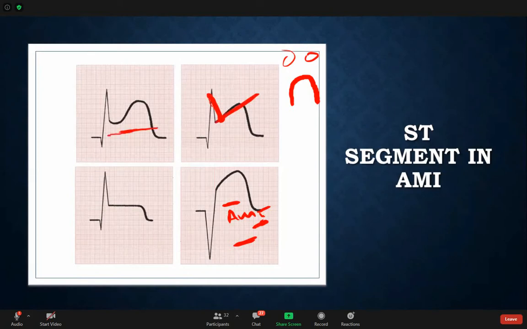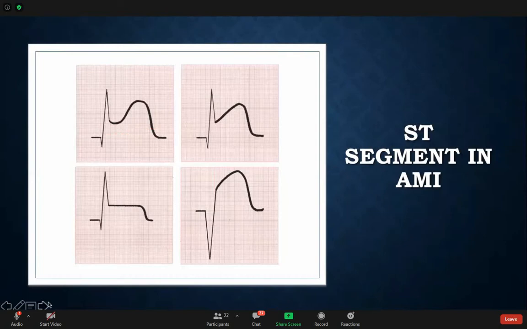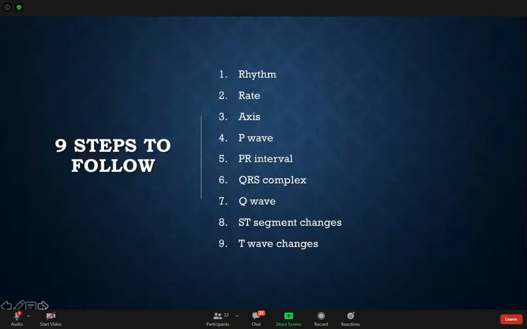So there are different shapes for ST elevation that you need to remember. But the most important thing to remember is that with ST elevation, you should be worried about myocardial infarction. There are of course more than 10 differential diagnoses that can cause ST elevation, but we're not going to go into this. So let's go back now.